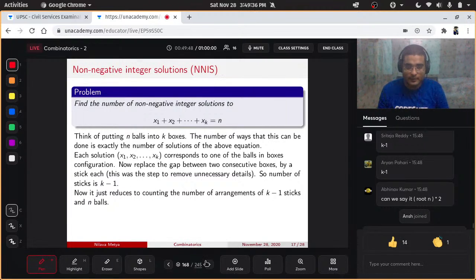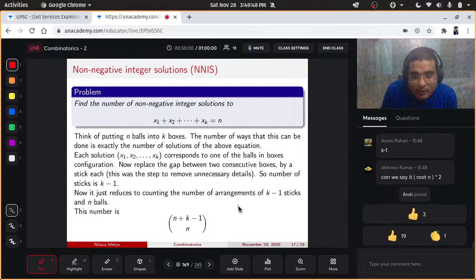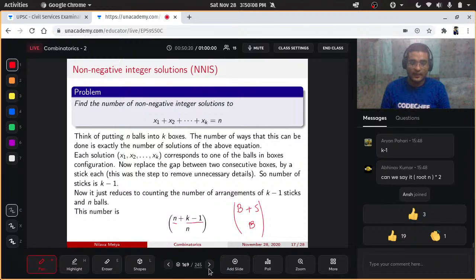Right, okay. So I think people are comfortable. In that case, I showed the answer, but okay. So that number, we have seen. What was the number? The number of balls plus the number of sticks, choose balls. This was the number of arrangements: balls plus sticks, choose balls. So this is the answer. The number of non-negative integer solutions to this equation is exactly this. All right, keep this in your head. Okay, this is very useful.